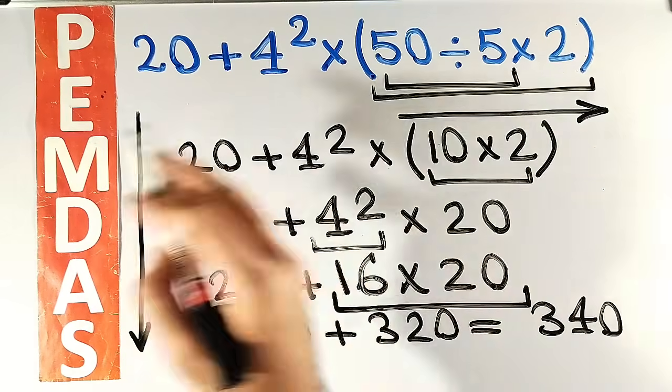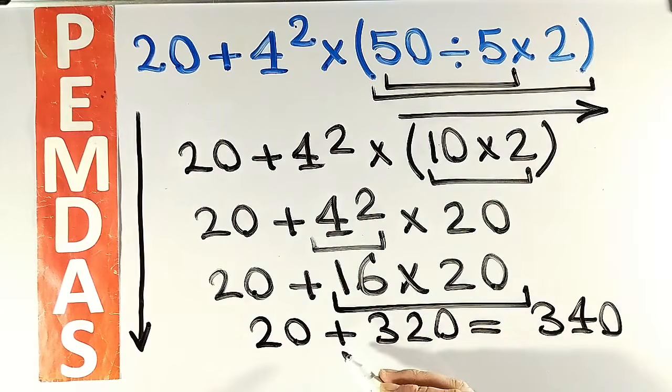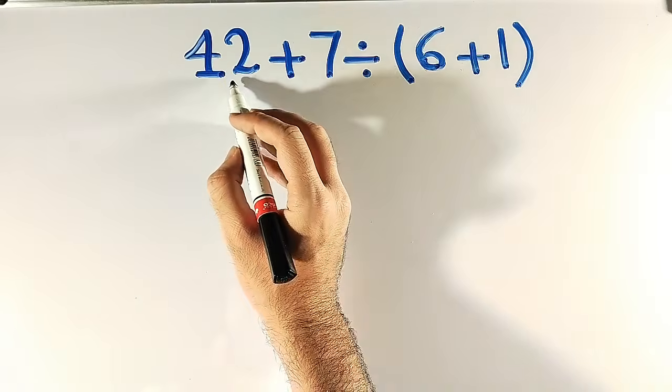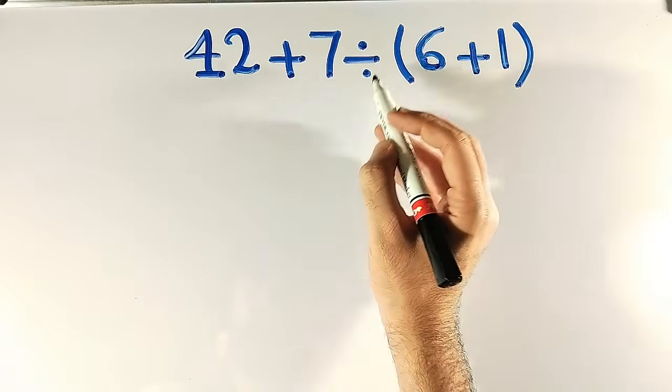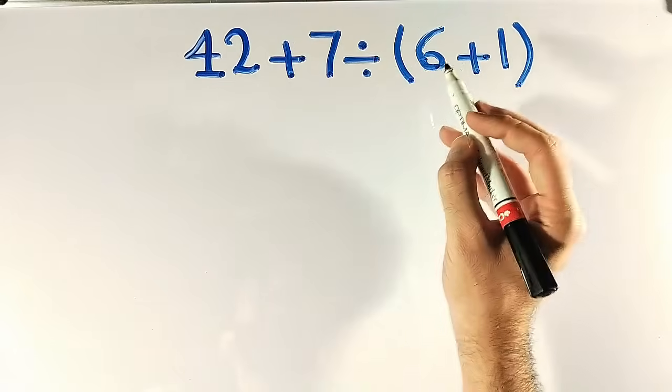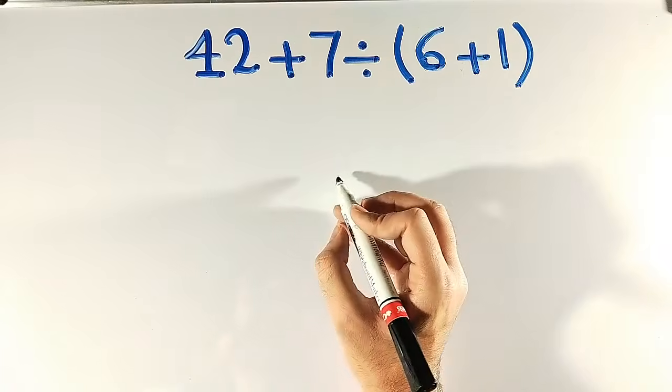Okay, now let's solve the final math question together. What is the value of the expression 42 plus 7 divided by open parentheses 6 plus 1 close parentheses?